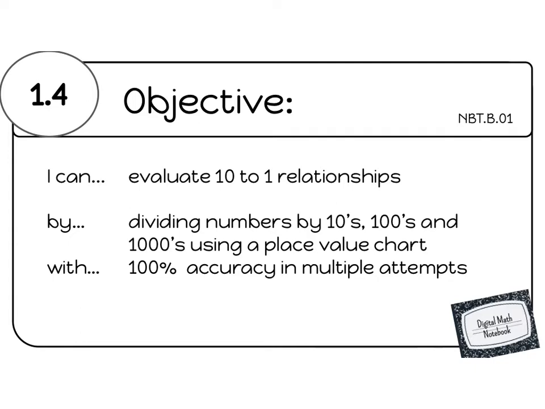Today's objective is I can evaluate 10-to-1 relationships by dividing numbers by tens, hundreds, and thousands using a place value chart with 100% accuracy in multiple attempts. Remember that this needs to be written in your digital math notebook, so if you need to pause to write that down, do that now.